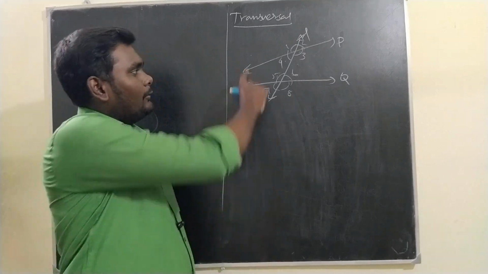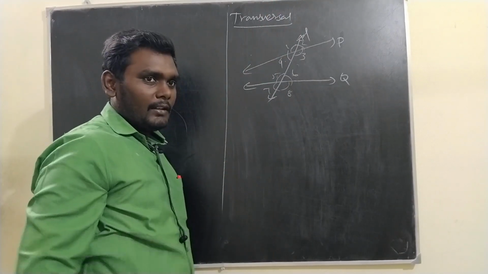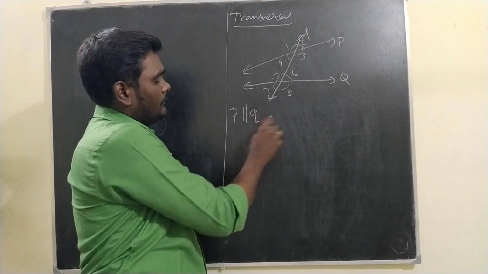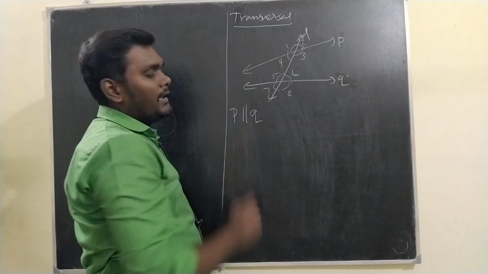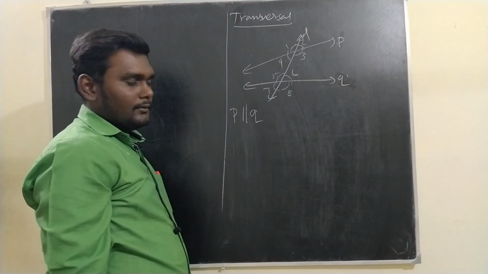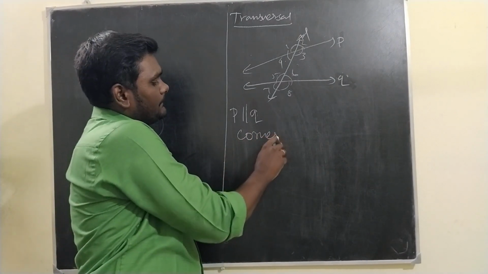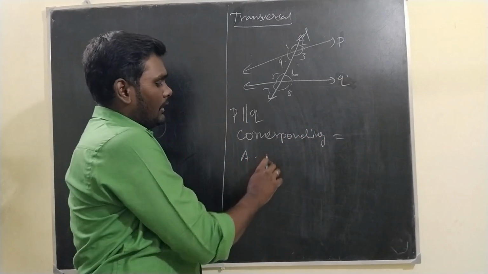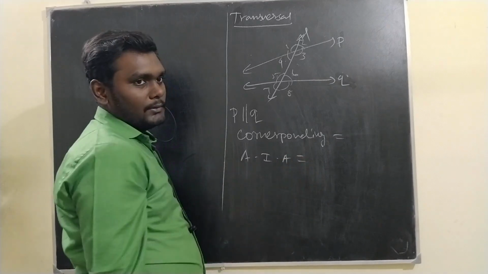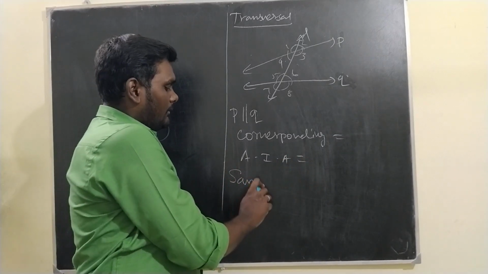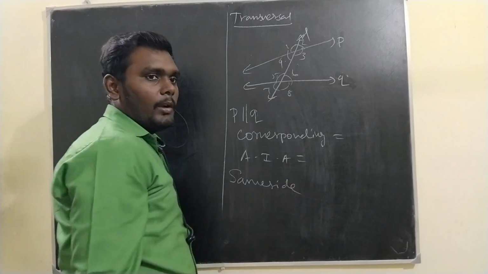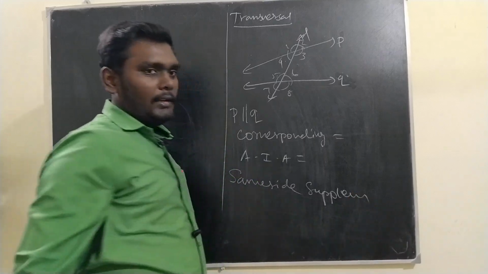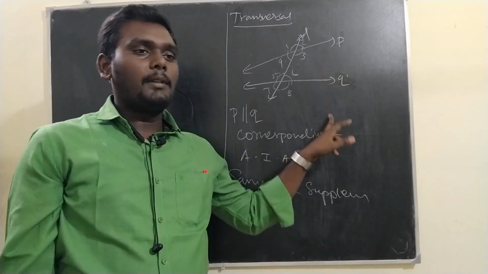Now, these two lines are intersected by a transversal. When P is parallel to Q, then the corresponding angles are equal, and then alternate interior angles are equal, and then angles on the same side of the transversal, that means co-interior angles, are supplementary. Got it? This happens only when these two lines are parallel, otherwise it does not.